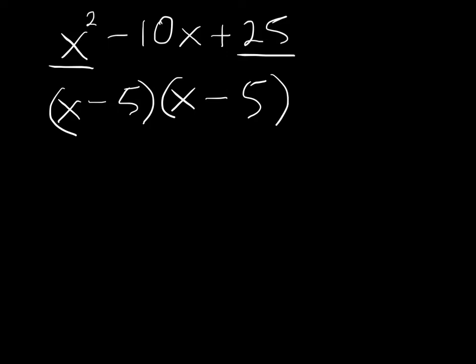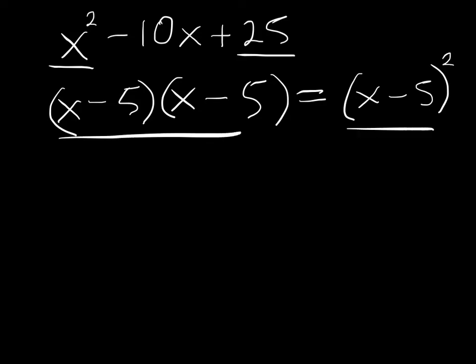Now, one other bit of advice on a problem like this, you can actually write the answer as one binomial to the second power. Now, either answer is equally valid, but writing it as a square is just a shorter way of expressing the same information. It just takes less time.